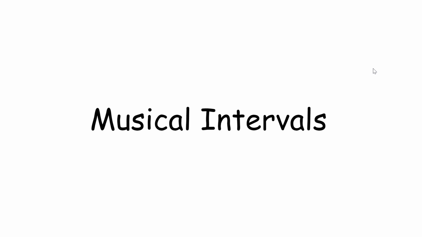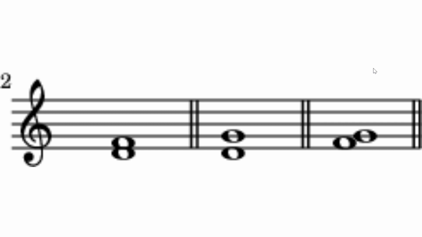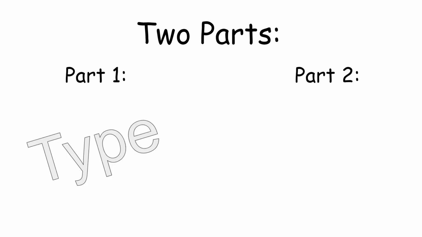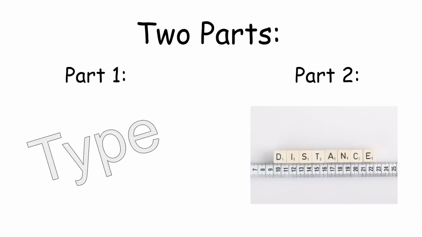In this video, I'm going to be talking about musical intervals. In music, an interval is just the distance between any two notes. It can't be more, can't be less, it needs to be exactly two notes. When dealing with intervals, there are two different parts to the interval: the type of interval that it is, and the distance of the interval.